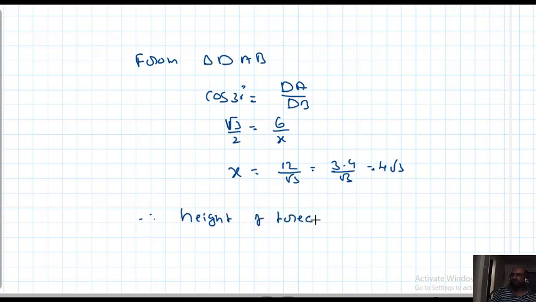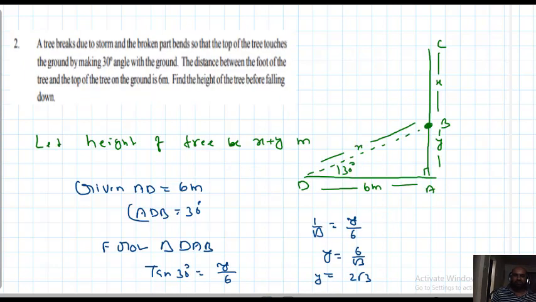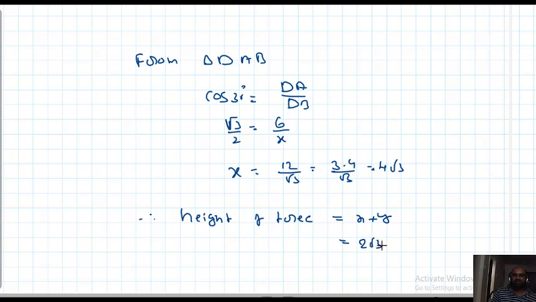Therefore, the height of the tree. Actually, we needed the height of the tree before it broke, x plus y. y is 2 root 3, x is 4 root 3, so that is 6 root 3 meters.